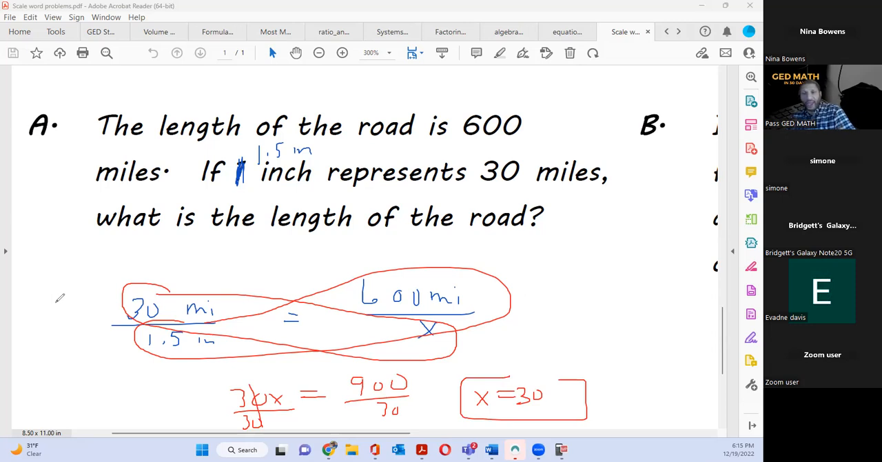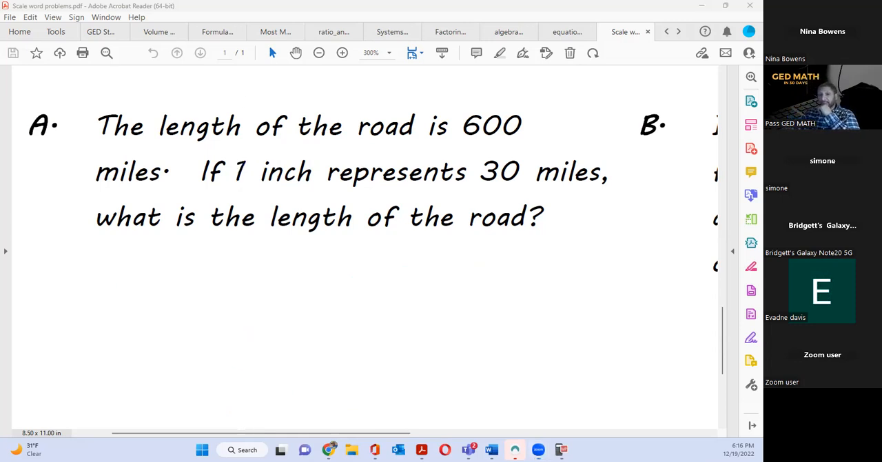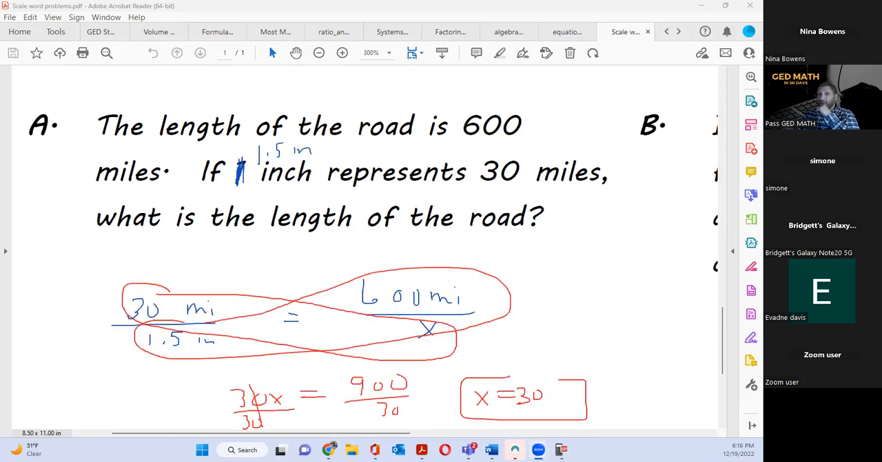You're going to have a scale problem. You're going to have ratio and proportions. I could probably say you're going to have 3 to 4 of them easily. So you have to be prepared for that.